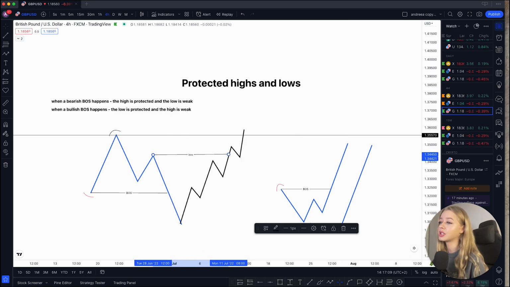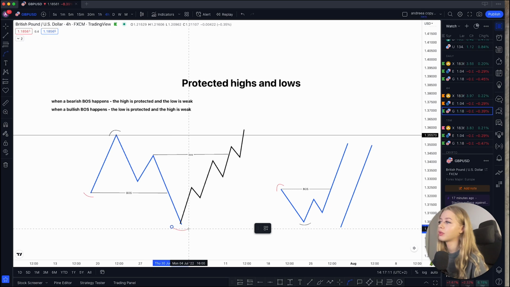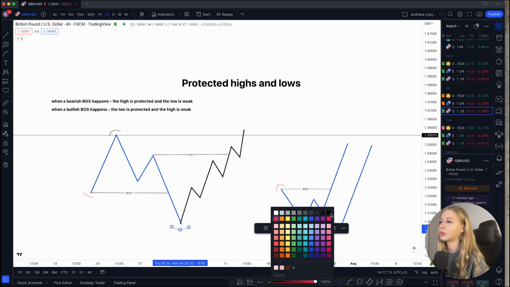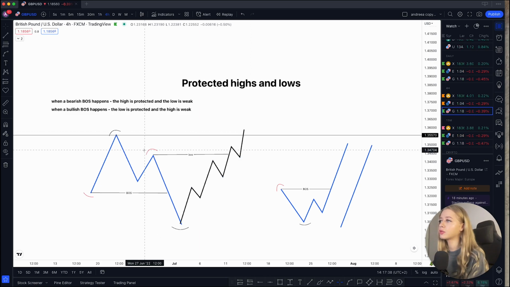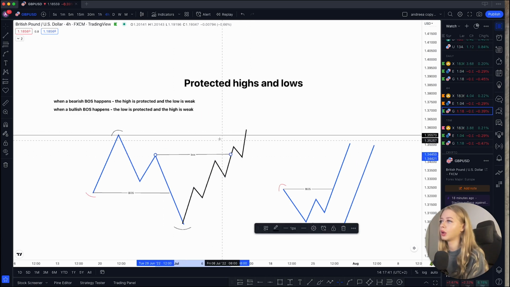And the structure will change, because right now we will consider this a bullish structure. We will see this swing low protected and the swing high will be weak. But again, only if we see a reversal. Usually the trend continues, so we don't face this.